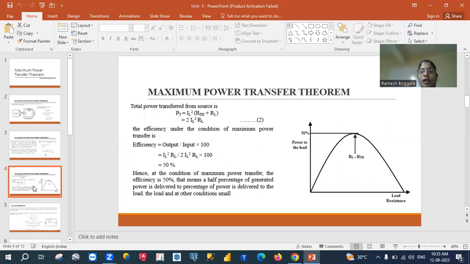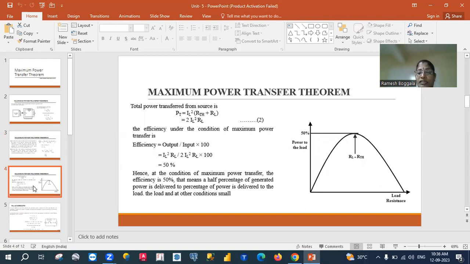The total power transferred from the source is equal to IL square into RTH plus RL, or otherwise 2 IL square into RL. The efficiency under the condition of maximum power transfer is output divided by input into 100. So IL square RL divided by 2 IL square RL into 100. So the maximum efficiency of the maximum power transfer theorem is 50%. Hence, under the condition for maximum power transfer, the efficiency is 50%.